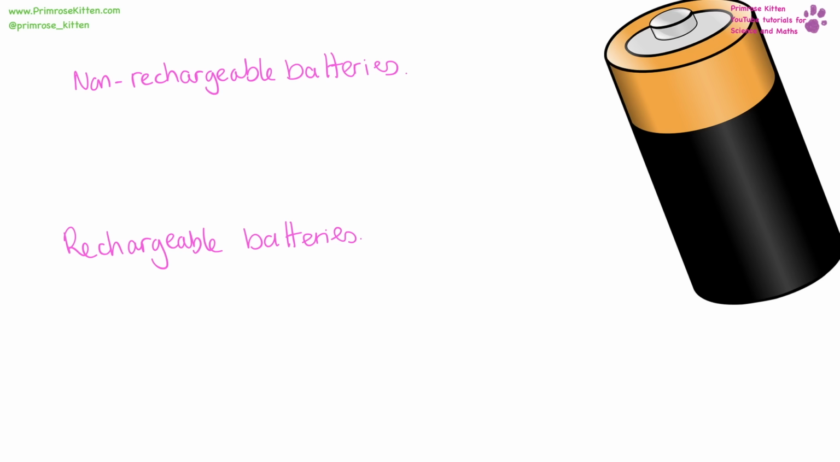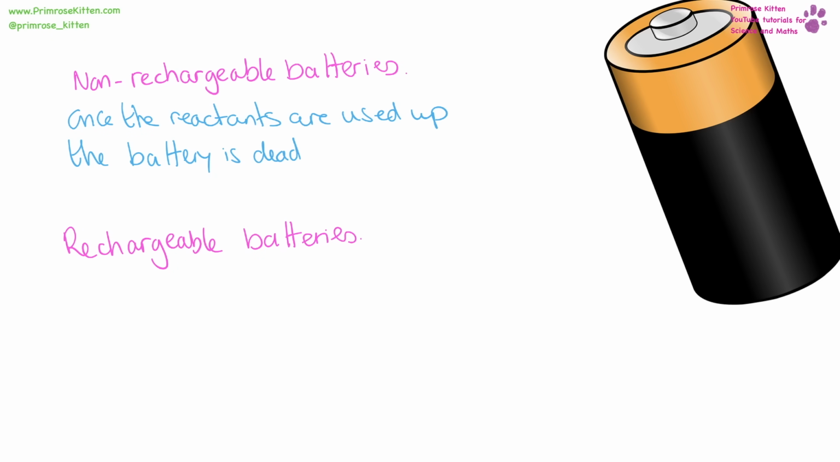In non-rechargeable batteries, the chemical reaction that produces electricity, once that is used up, the battery is dead. Whereas in a rechargeable battery, there is a reversible reaction that goes on. So once the reactants are used up, you can pass electricity through it, which will cause the reaction to go in the opposite direction, recharging the battery.